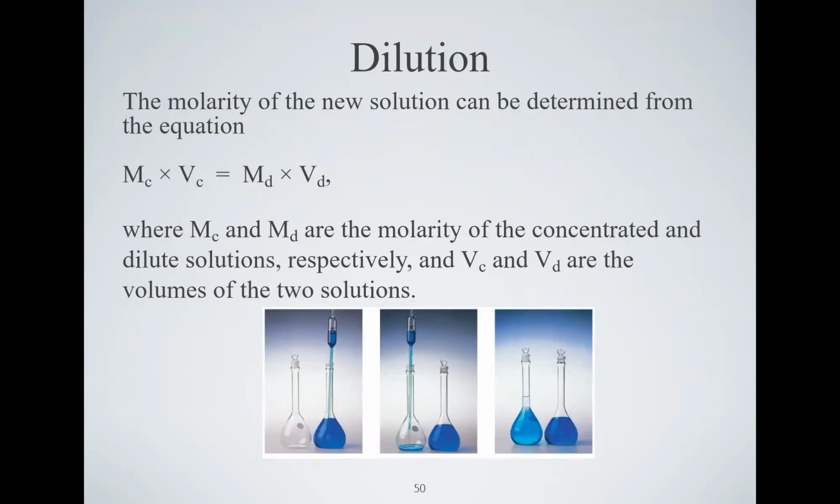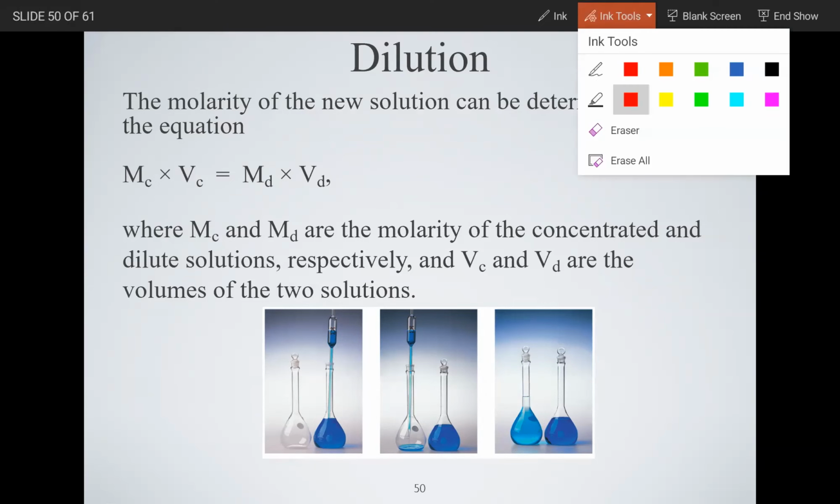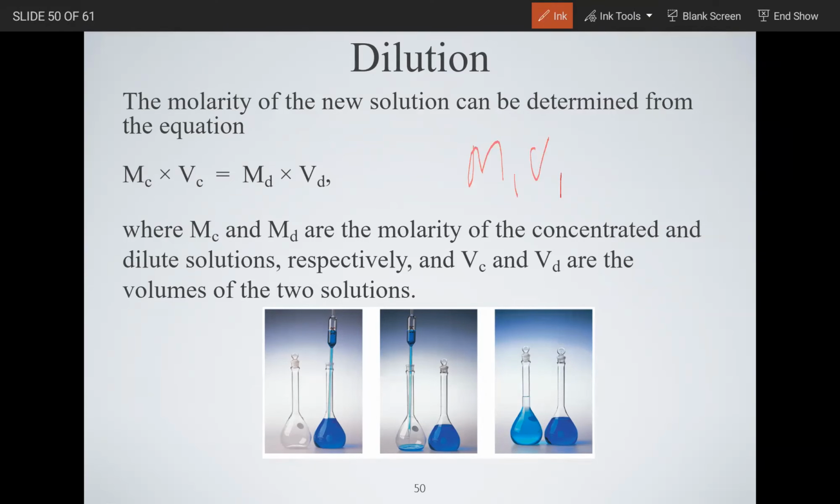And with this, we don't want to just go randomly taking some amount of the initial one and adding some amount of water to the solution. We've got an equation that allows us to calculate how much we're going to need. Sometimes you'll also see a very similar equation, M1V1 is equal to M2V2. It means the same thing as the one on the left, the original one here, MCVC is equal to MDVD.